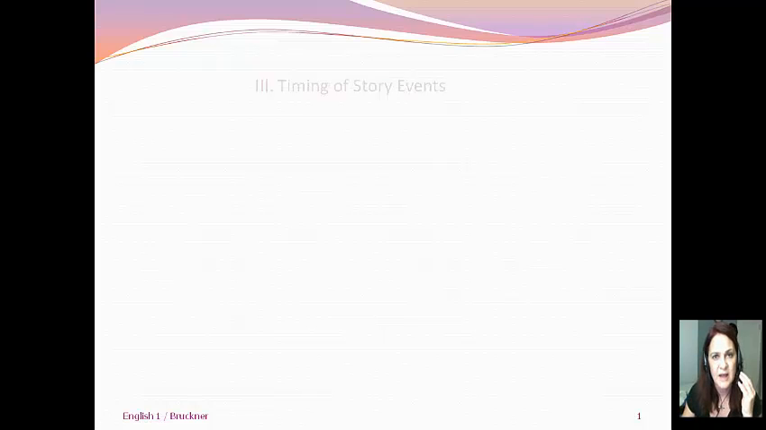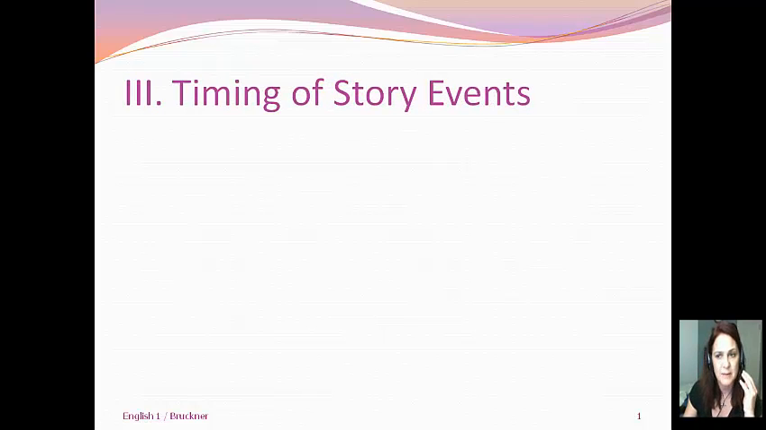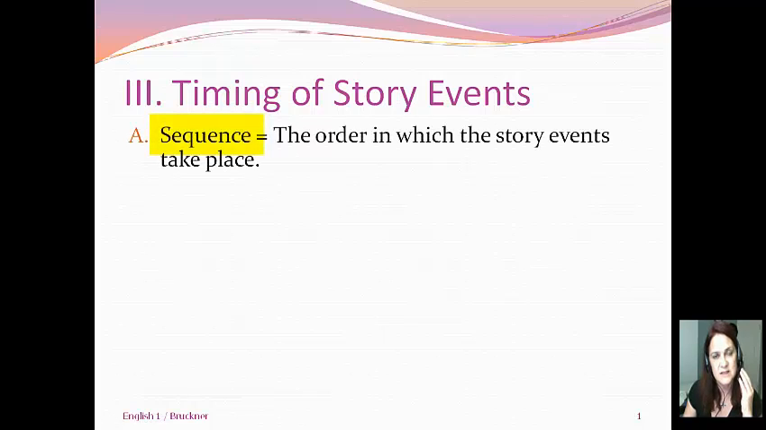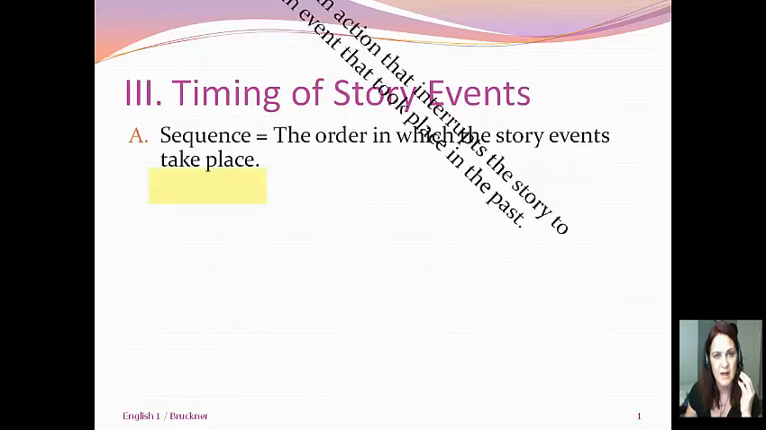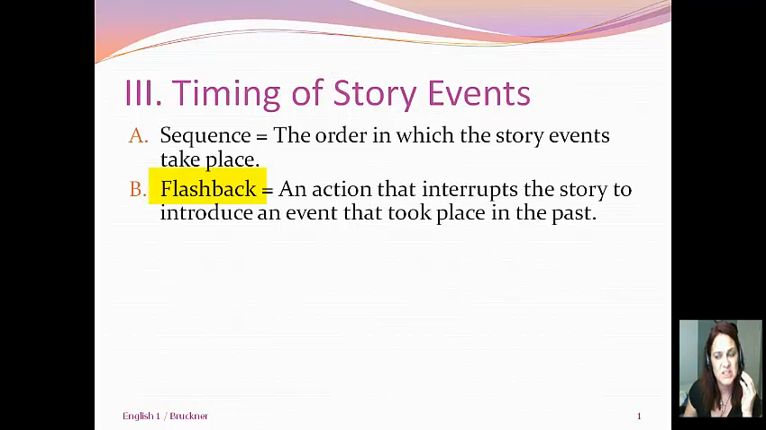Our third category and our third Roman numeral is timing of story events. Now these I think you'll be fairly familiar with. We have sequence, which is the order in which story events take place. We've talked about this in terms of chronological order, something that you've been asked to do since probably first, second grade, when you were asked to put the events in the order in which they happened. Then we have flashback, which is an action that interrupts a story to introduce an event that took place in the past.